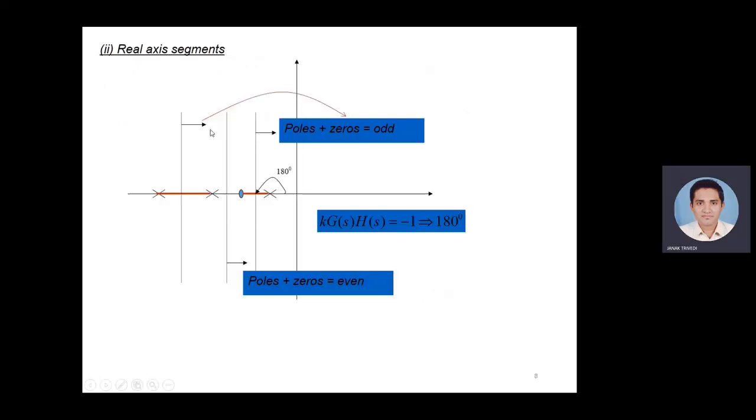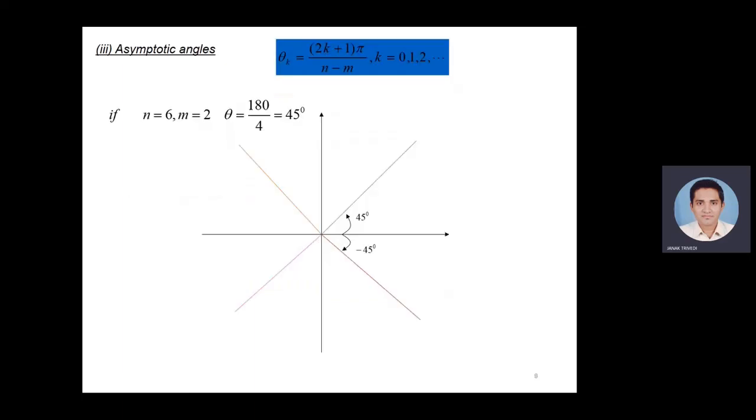This is the real axis segment. Like if we have found some kind of location of poles and zeros like this, one pole, then zero, then poles, then we stand here. Then poles plus zeros is odd, so root locus is present. If you stand here after completion of this zero, then poles plus zeros is even, because 1 plus 1 is 2, so loci is not present. Similarly, you can check for different numbers of poles.